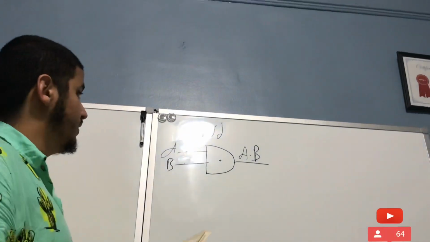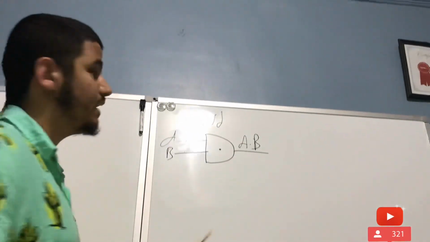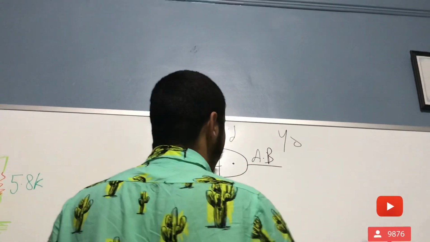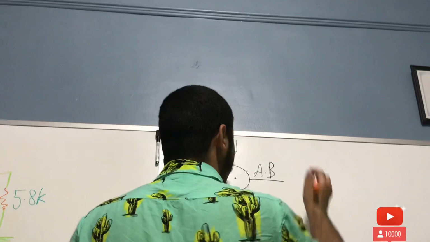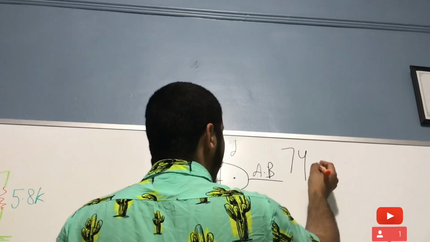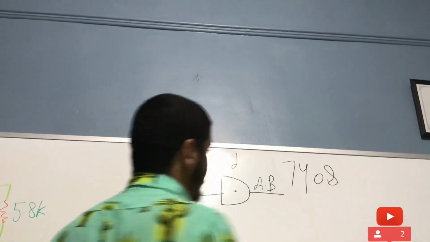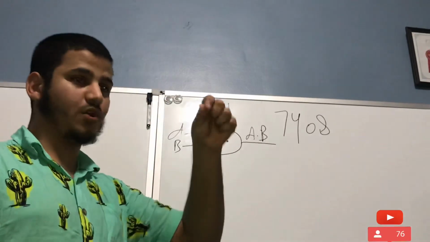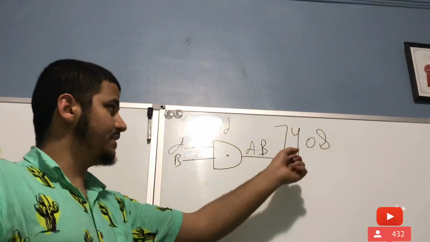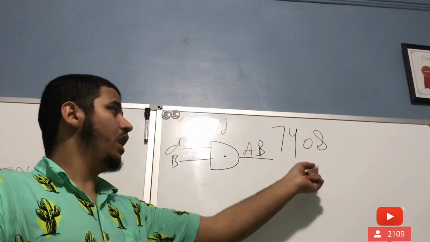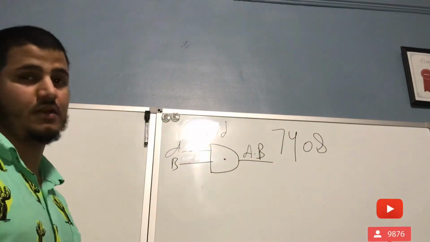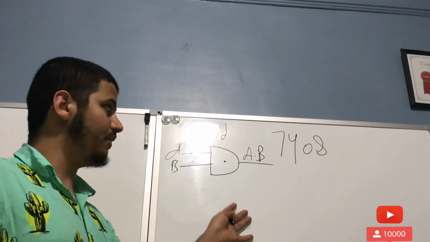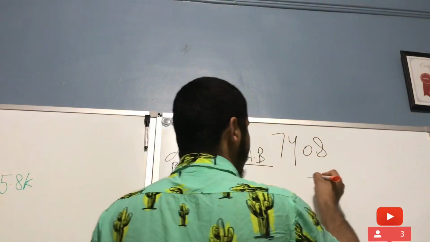And the chip for these gates is 7408. That's the chip for the AND gate. The chip has legs, and they put it on the circuit board. That's the name for it, 7408, for the AND gate. And also the truth table. I'm going to provide the truth table for it. It's like this.